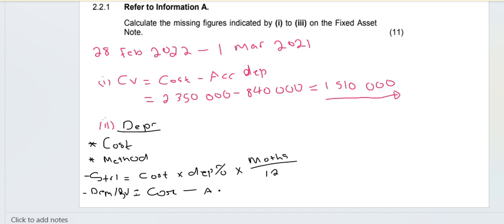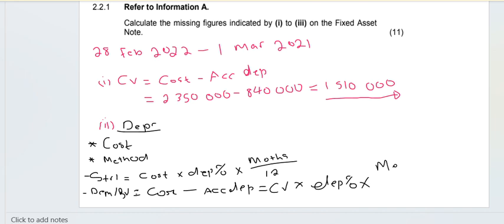Accumulated depreciation. And after that, we will get a carrying value. Then take the carrying value and multiply it with the depreciation percentage. After that, times it by the months.